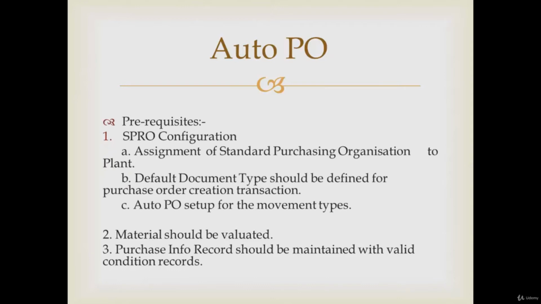So let me tell you the prerequisites required for this particular feature. We need to assign some settings in the backend. We have to assign the standard purchasing organization to the plant. Then we have to define a default document type for the purchase order. Then we have to set up the movement type settings for the auto PO setup. The second thing is that the material should be evaluated, and a purchase info record with a valid condition record should be there in the system.